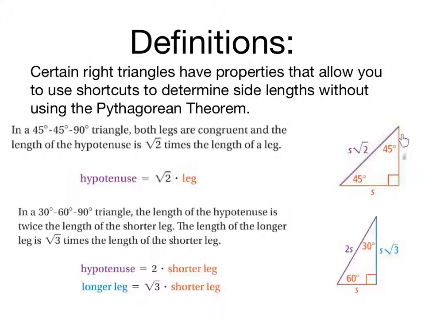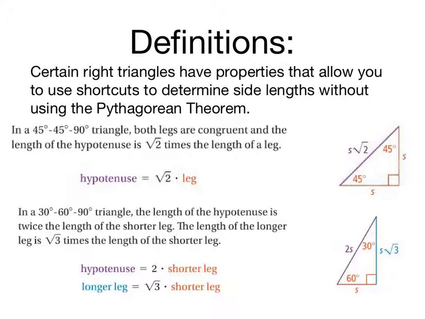So here's your 45, 45, 90 triangle. It's an isosceles right triangle. So these two angles will always be 45 and then of course 90 for the right angle. The legs are always the same length because that's part of the definition of an isosceles triangle. We learned that the two base angles are congruent and the two opposite sides to the base angles are congruent.